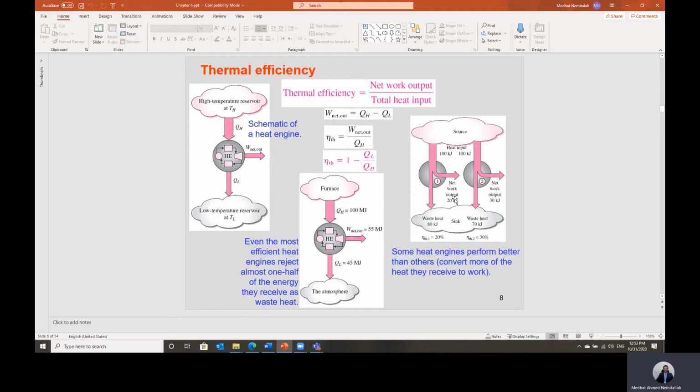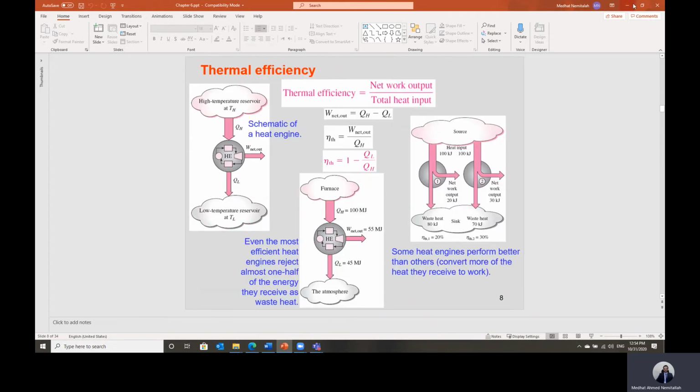So here in this system, the net work output is equal to 20 kilojoules. Here in this system, the net work output is equal to 30 kilojoules. But for the same input heat, 100 kilojoules. That means the efficiency of system number 1 will equal the net work output, which is 20, over the input 100, so it will be 20%. But the thermal efficiency of the other system will be higher, equal to 30% in this case. Okay.